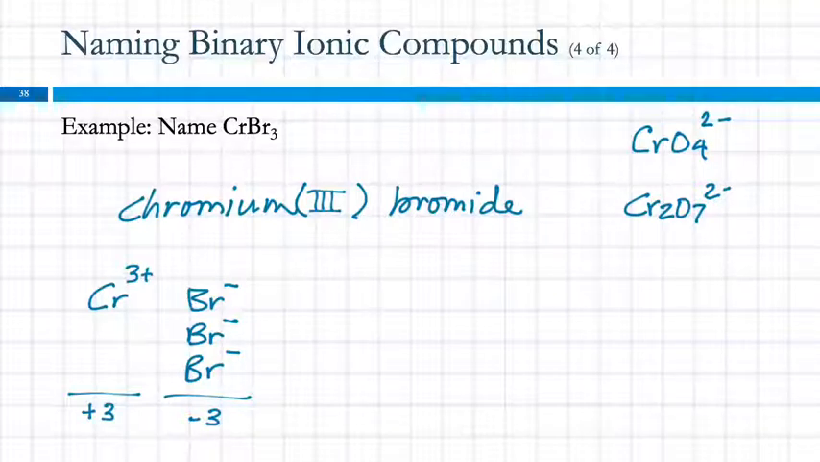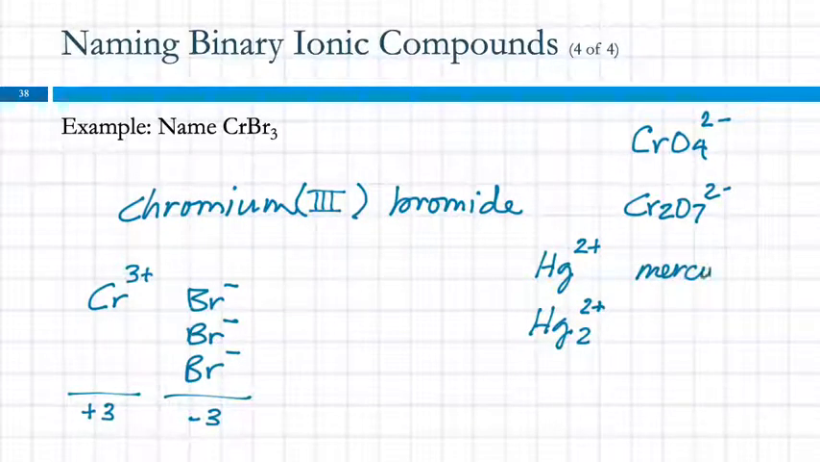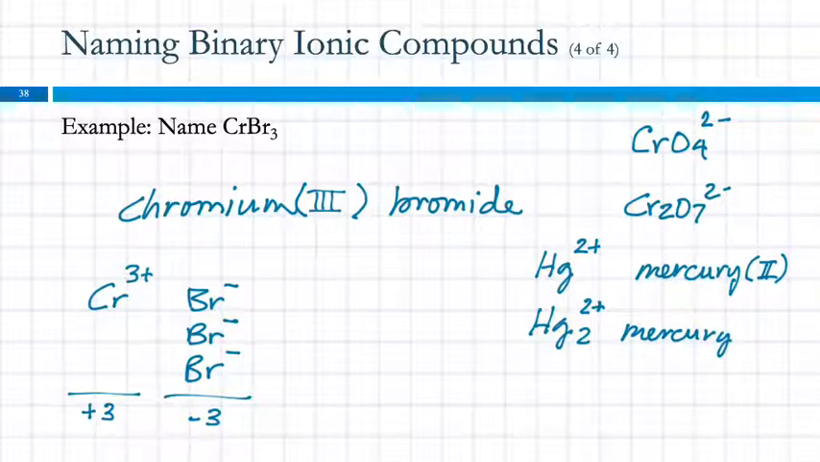Anybody else have any questions? Mercury, yeah. Mercury's weird. Okay, so there's Hg 2+, and then there's Hg2 2+. This is mercury(II). We're okay with that one. It's mercury with a 2+ charge. It's mercury(II). Mercury(I) is weird. It's Hg2 2+.